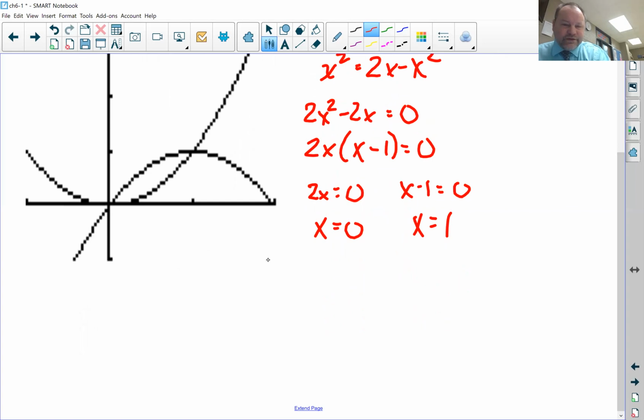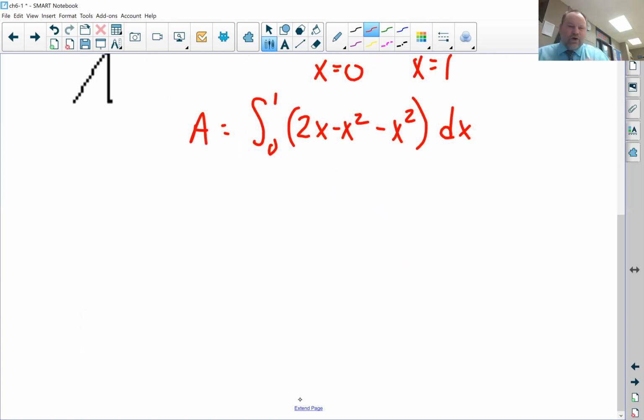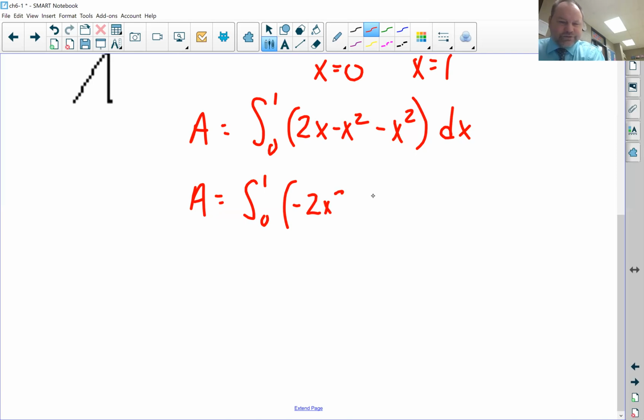So if I take my integral, the area is the larger function minus the smaller function. And I would always simplify. So combine your like terms. And if you have the need, like I do, I always write my x squared term first. Otherwise it doesn't feel right.